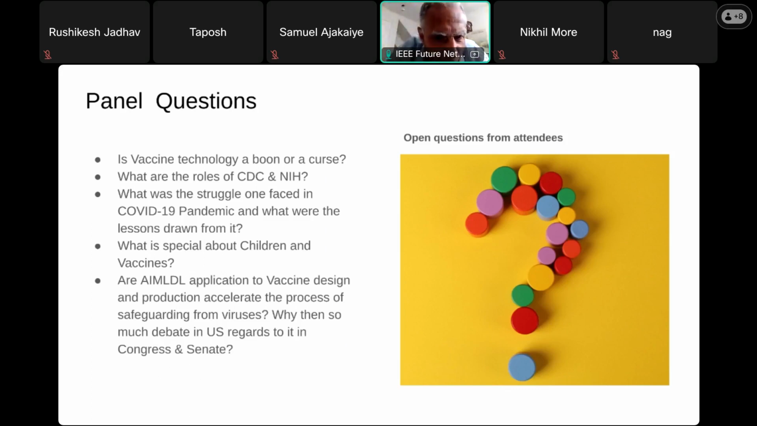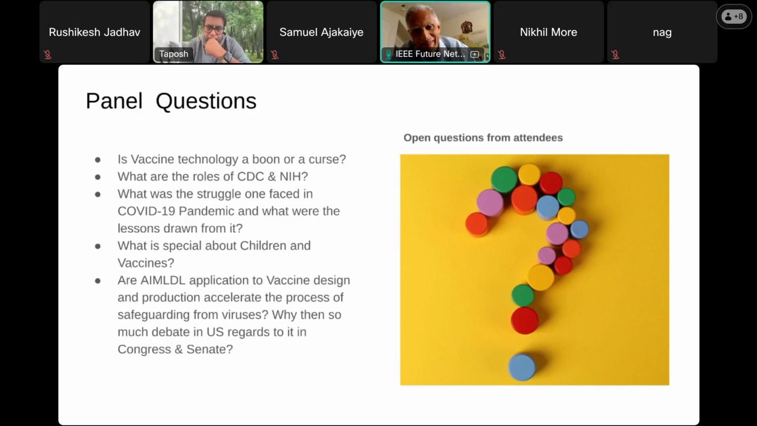Okay, is vaccine technology a boon or a curse? No, it's neither a boon nor a curse. It's very much required because, as we all know, and Dr. Taposh particularly mentioned, viruses have existed long before humans at all, and they have become probably more intelligent and sneaky to attack some host. It's looking for a host, not necessarily humans, and so this is very much required. Virus is not going to go away, right?